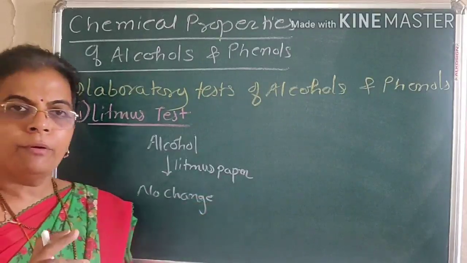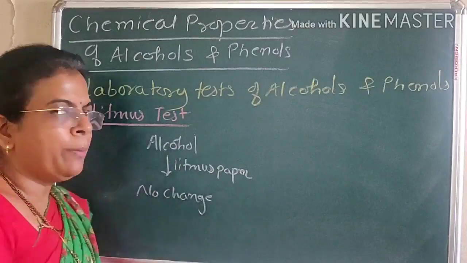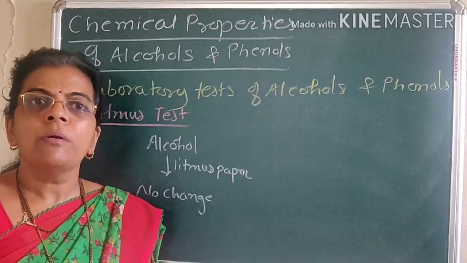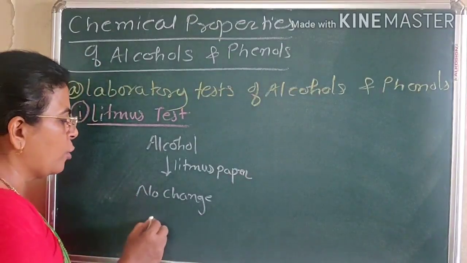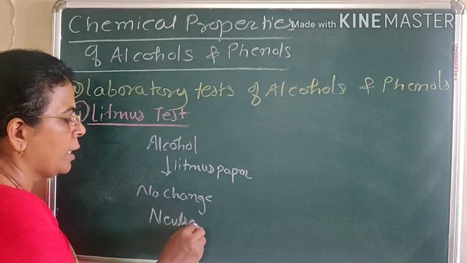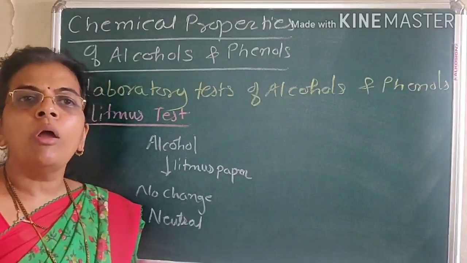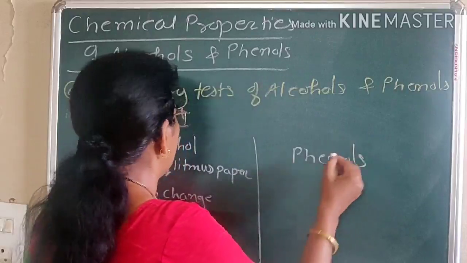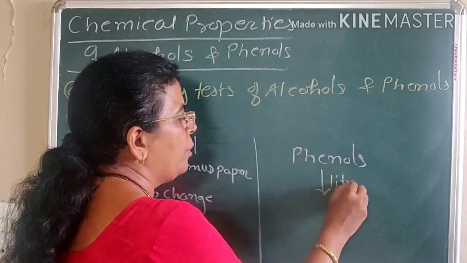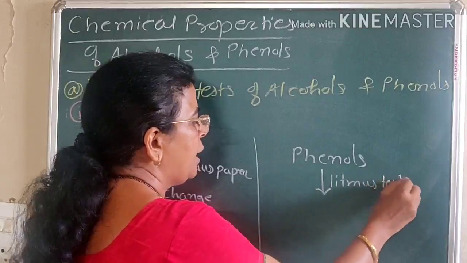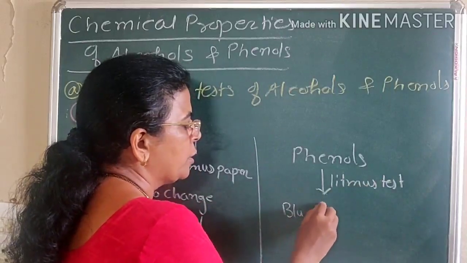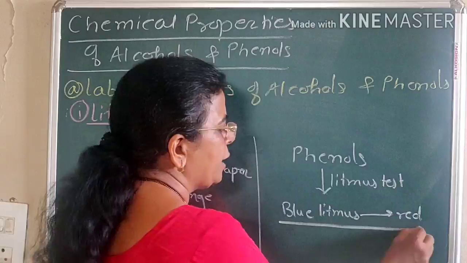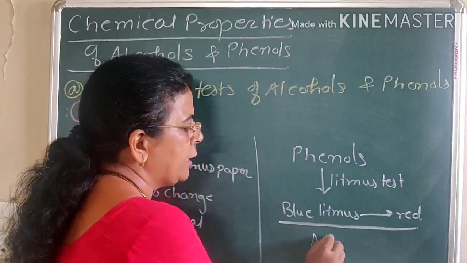That is, if we dip blue litmus paper in alcohol, then it remains blue, and if we dip red litmus paper in alcohol, then it remains red. From this we can say that these alcohols are neutral in nature. That is, they are neither acidic nor basic in nature. But if the litmus test is carried out on phenols, then it changes blue litmus to red. So we can say that these phenols are acidic in nature.